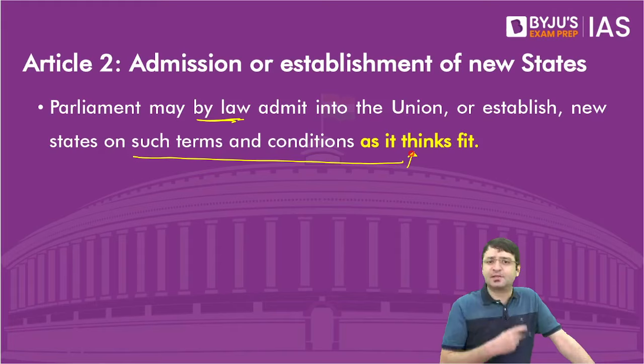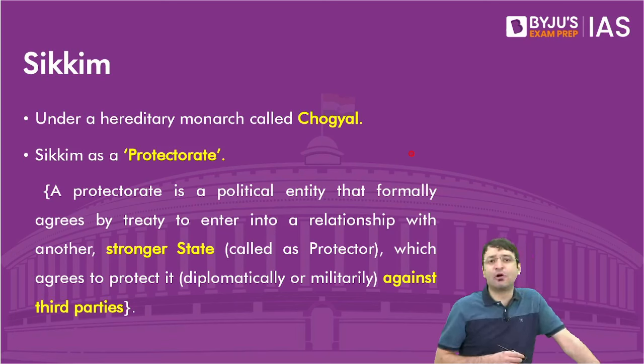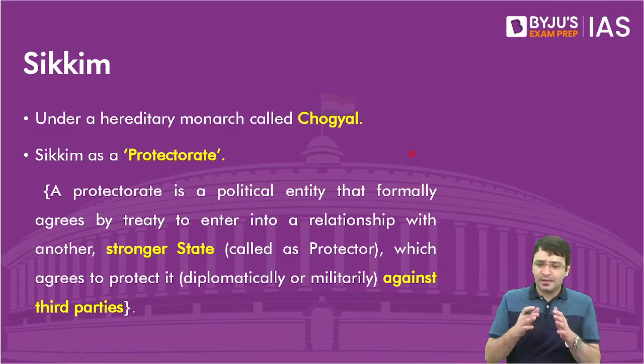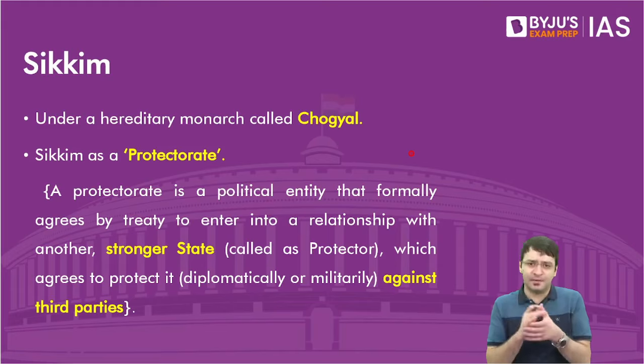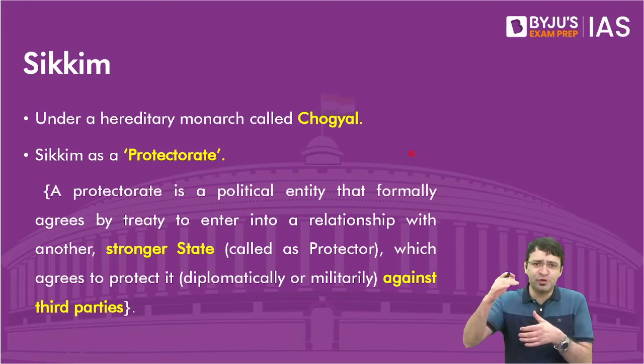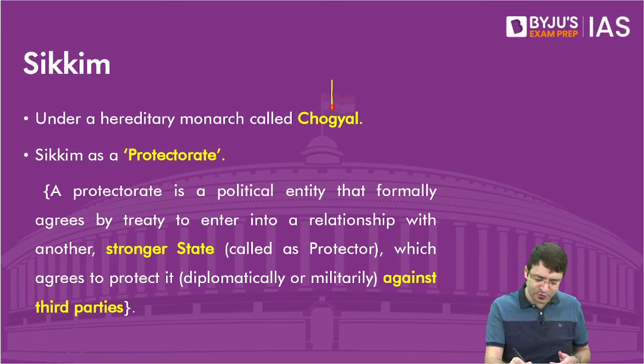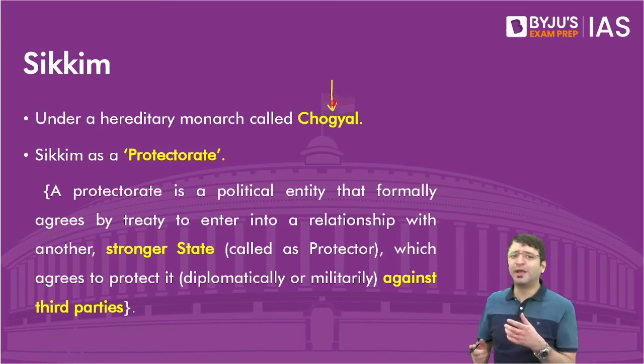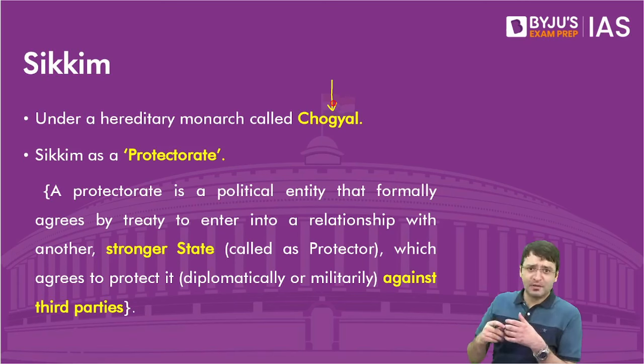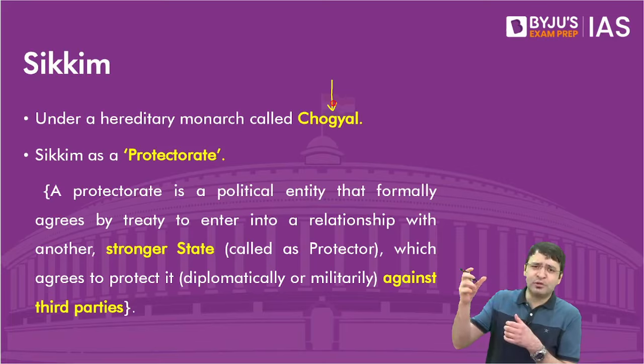And the beautiful example of Article 2 is the Indian state of Sikkim. Let's understand it briefly. Sikkim was a monarchy. It was ruled by an institution. That institution was known as Chogyal. Chogyal is like the Guptas, Mauryas, Mughals. Rulers can be different: Akbar, Jahangir, Aurangzeb. But the institution is the Mughals. Similarly, rulers were different, but the institution of monarchy in Sikkim was Chogyal.